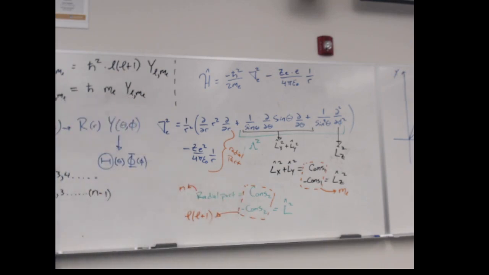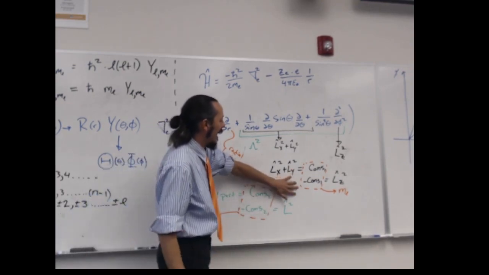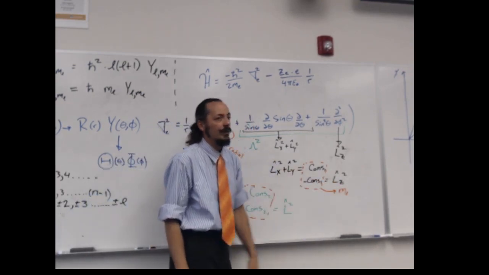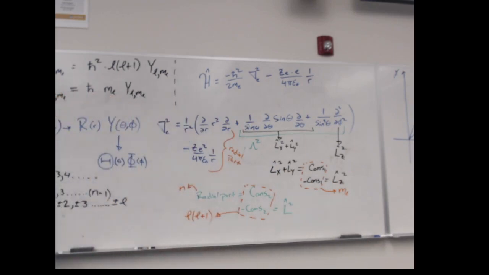Then our m sub L value also ends up with a restriction. We've seen this one before, plus or minus 1, plus or minus 2. Ooh, that's a weird one. Plus or minus 3, all the way up to a maximum of plus or minus L. And that restriction on the m sub L comes from this separation of variables between the Lx squared, Ly squared part and the Lz squared part. Now, some of this we've seen before, some of it we haven't seen before.